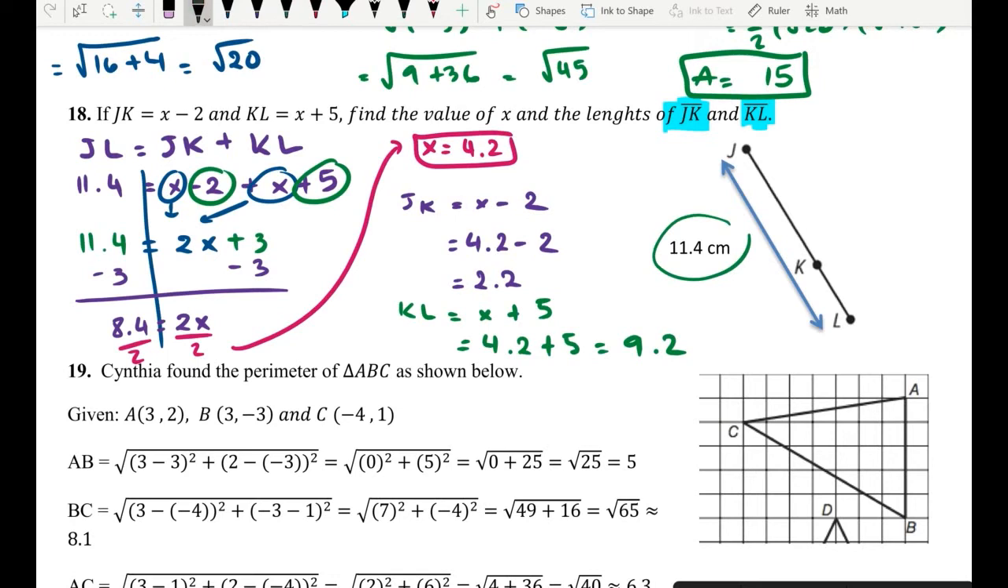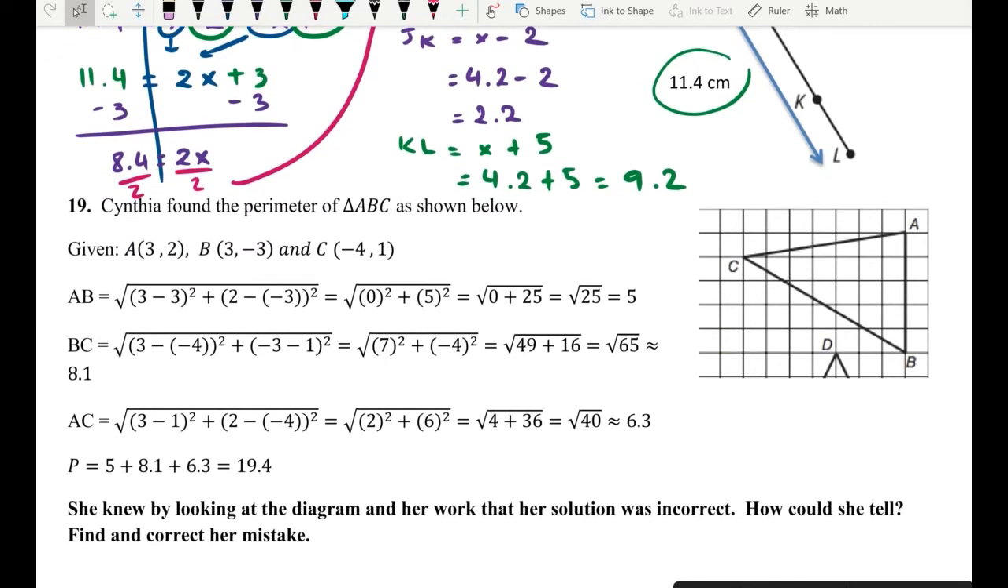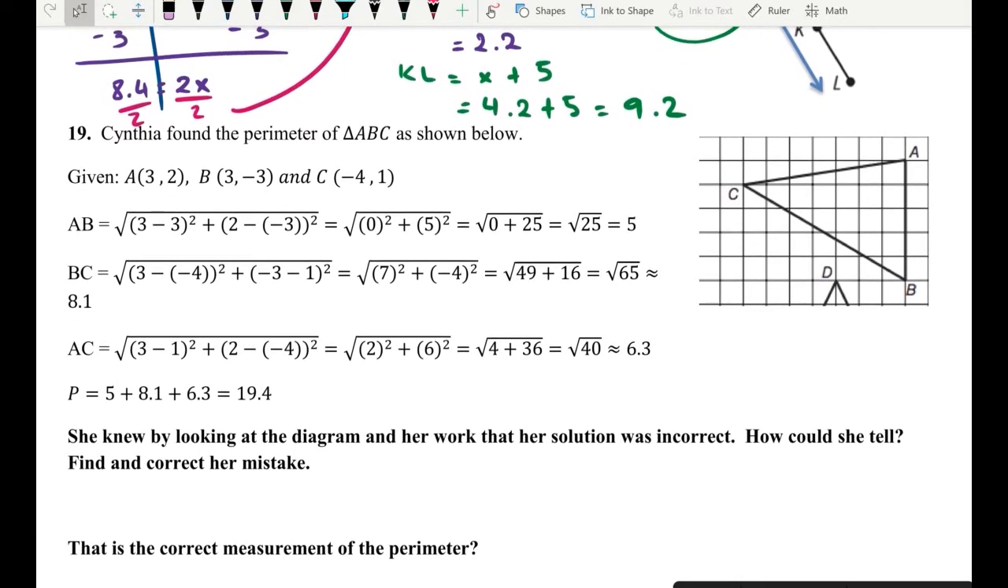Alright, number 19. Cynthia found the perimeter of triangle ABC shown below. Given A is (3, 2), B is (3, -3), and C is (-4, 1). She used the distance formula to find the length of AB, and she said this is 5.